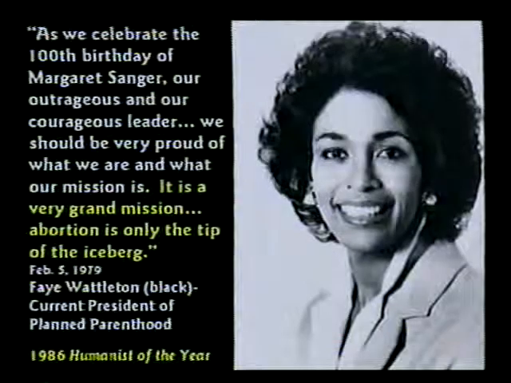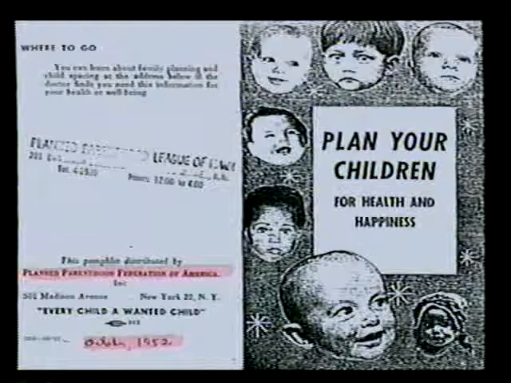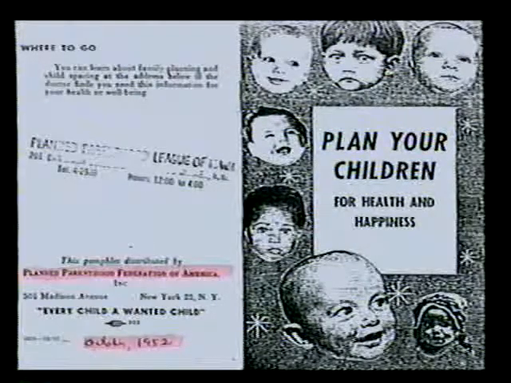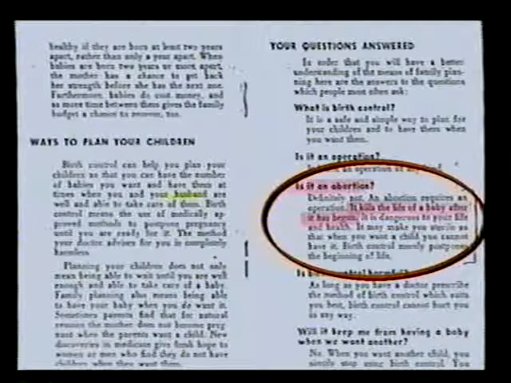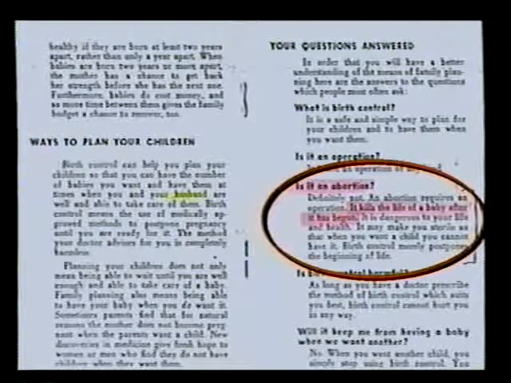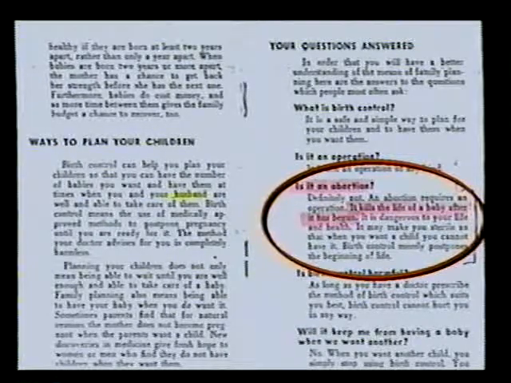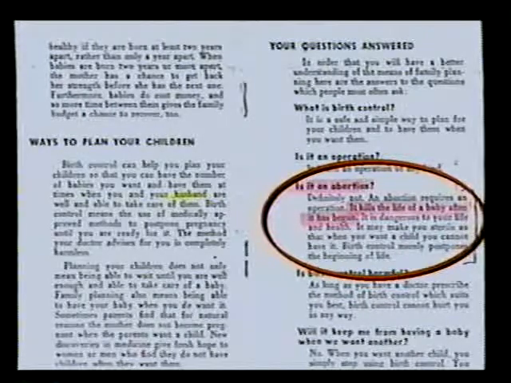This document came out, we've got to quit after this. This document came out in 1952. Planned Parenthood document. Now look at this. How to plan your children. Your questions answered. What is birth control? Is it an operation? They said, no, it's not an operation. Is it an abortion? Look what they said in '52. Definitely not. An abortion requires an operation. It kills the life of a baby after it has begun. It is dangerous to your life and health. It may make you sterile. Boy, they've changed their tune in 40 years, haven't they?